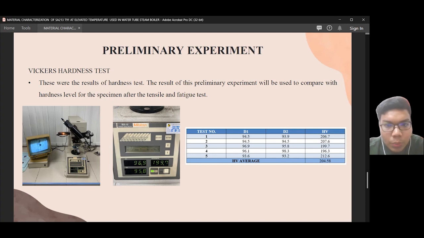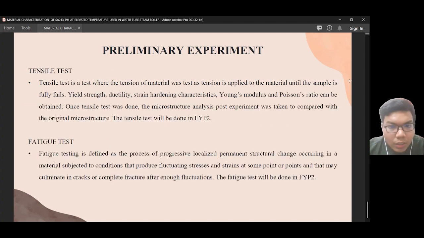The result of this preliminary experiment will be used to compare with the hardness level of the specimen after tensile and fatigue test. Vickers hardness obtained is different each time the test is performed. The average HB is 204.58. Tensile test is where the tension of material is tested when tension is applied to the material until the sample is fully fractured. Yield strength, ductility, strain hardening characteristic, Young's modulus, and Poisson's ratio can be obtained. Once the tensile test is done, the post-experiment microstructure analysis will be taken to compare with the original microstructure. The tensile test will be done in FYP2.